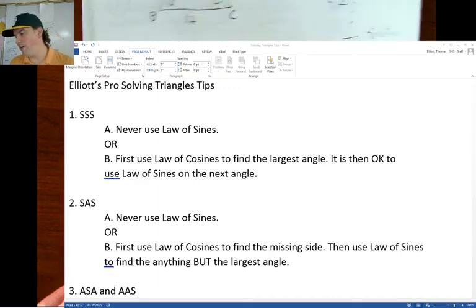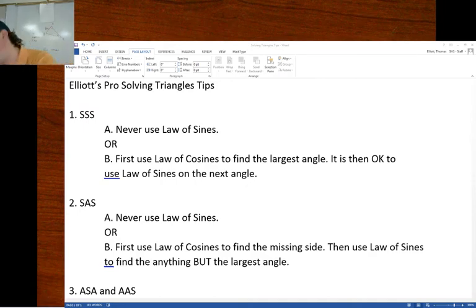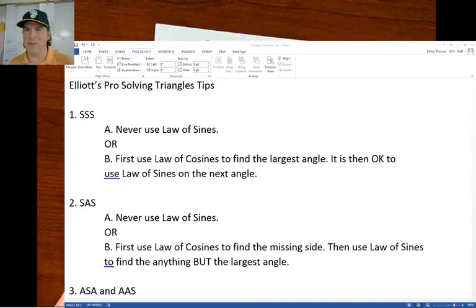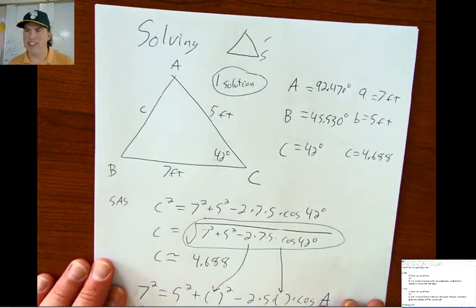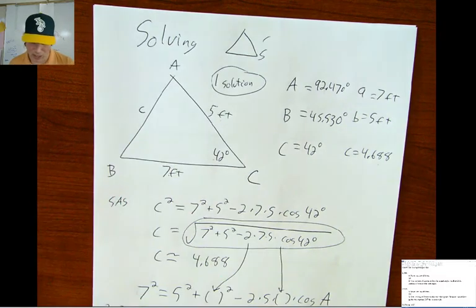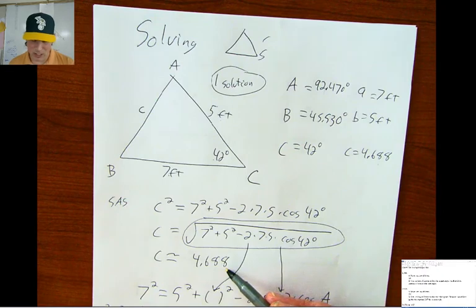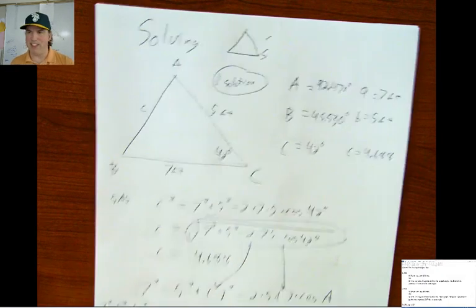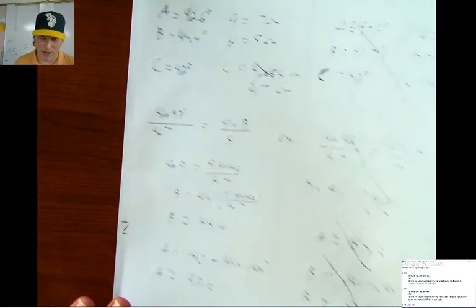Should be noted, when I worked this out in the normal lesson, I did something very similar with the side angle side. I just want to share this with you. I did the side angle side to get angle C here, which was the first thing I had to do. So I found angle C to be this, and then I followed my own advice to get the rest of the answer. But what if I didn't follow my advice?